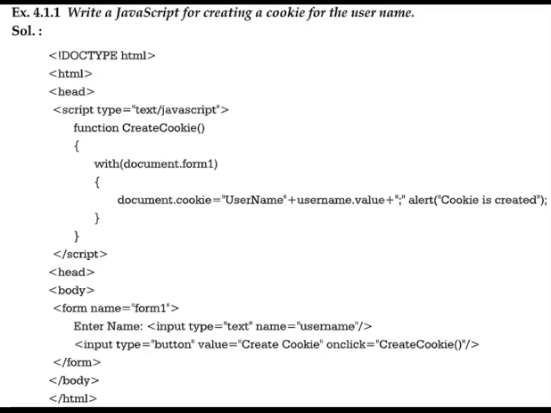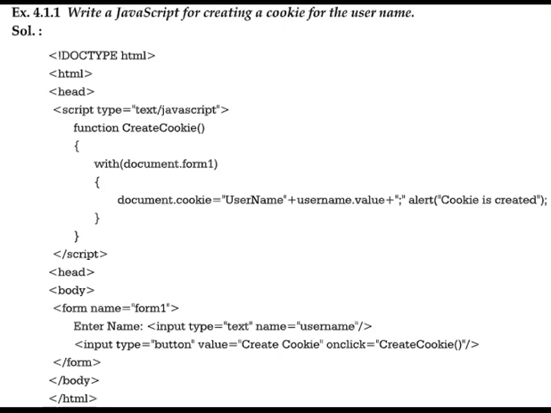Okay, then we have taken a button. On click of that button, a cookie should be created. So input type is equal to button, value is Create Cookie, and on click we are going to call a create cookie function. So onclick is equal to the create cookie function, we are going to call it over here.